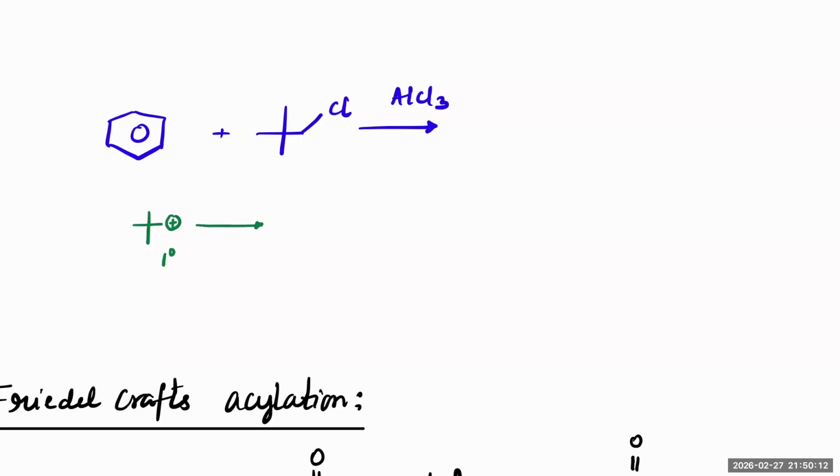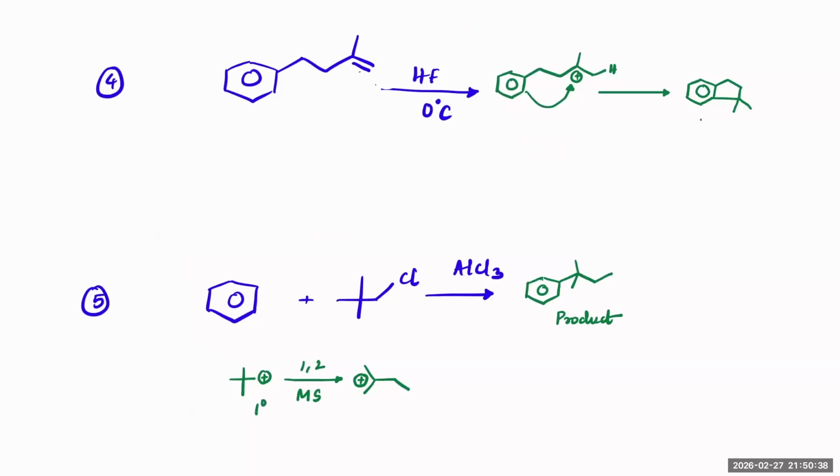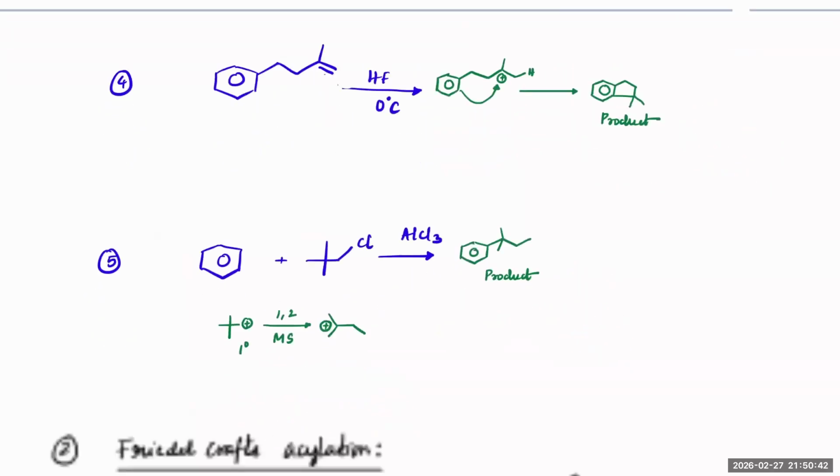1-degree position is not stable. So 1, 2 methyl shift will take place. So as the methyl shift happens, this is how you get a positive charge now. And that's where the benzene will attach on it. So you will get like this with methyl and this one. Okay. So this is the product formation. Then this case, this is the product formation. Clear?